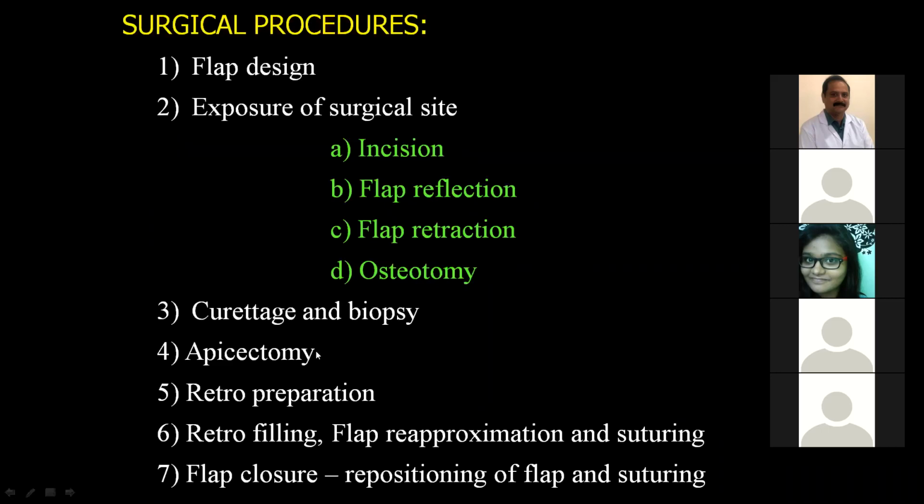And once the cystic sac is taken, we can see the apex of the tooth. Do apicectomy, that is cutting 2 or 3 millimeters, or 3 to 5 millimeters. We can cut in the apical region and give a retro preparation, and retro filling is done, and then flap closure. It is very important because we have to get the proper architecture after the surgery. So flap design, this may come as a short note. It is a very easy question if properly understood.